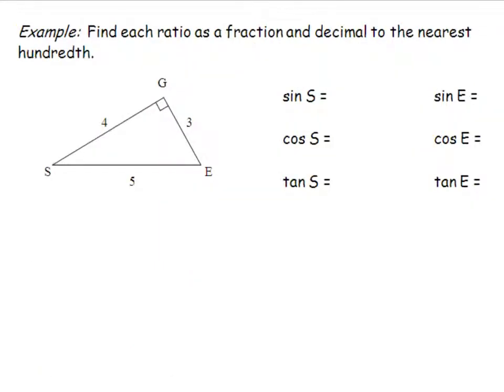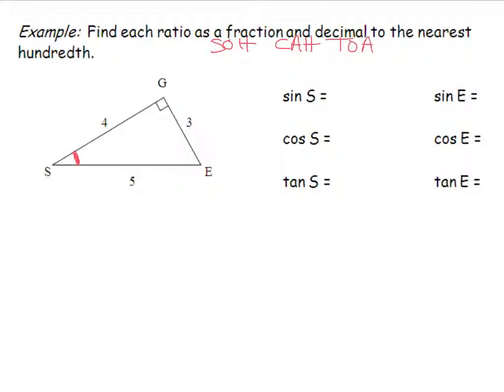So let me go ahead and run through the example here with you. What we want to do is find each of the ratios as a fraction and decimal to the nearest hundredth for each of these. So if I'm talking about sine of angle S, that means we're going to take a look at angle S here. Here's angle S. And if I'm talking about sine, remember with sine, if I write it down, it is SOHCAHTOA.